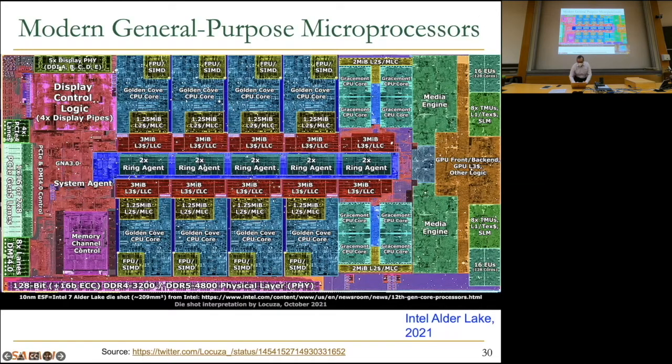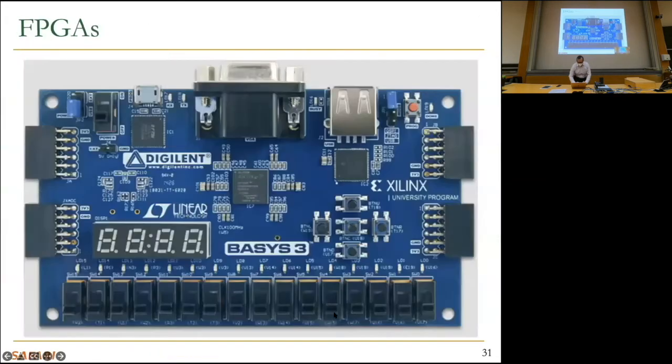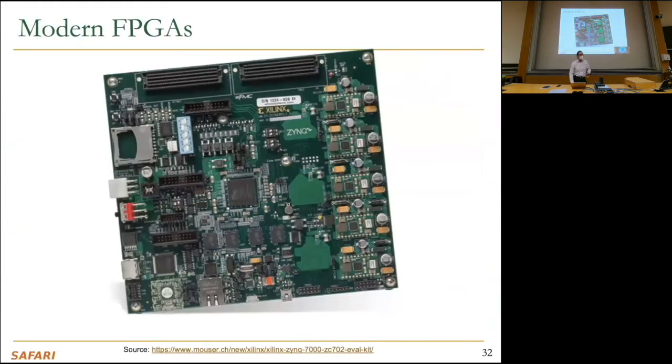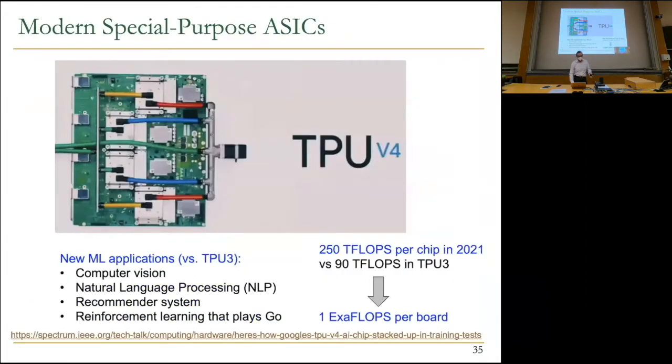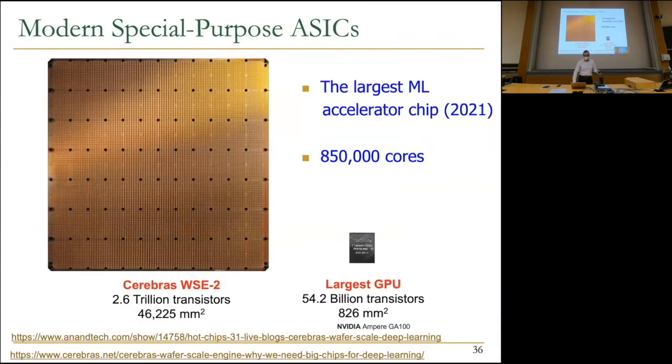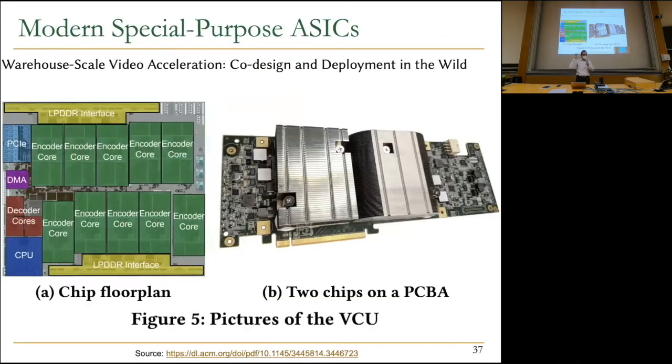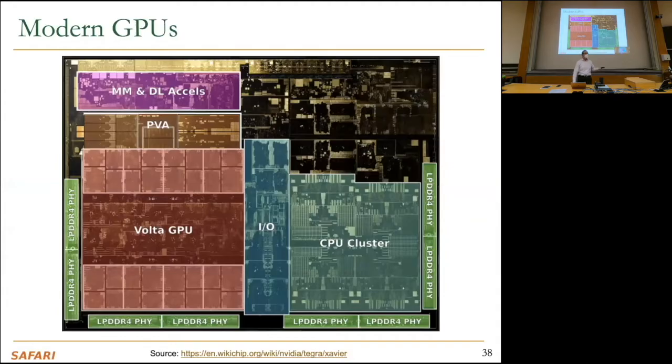So you're looking at tens of billions of transistors right here. FPGAs, this is something that you're going to use in your labs. These also consist of basic building blocks, transistors again. ASICs, application-specific integrated circuits that we have looked at, TPU, for example, and Cerebras, and this video coding unit by Google. They all consist of transistors again.